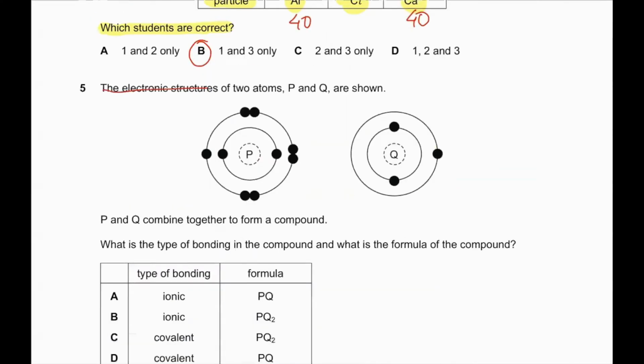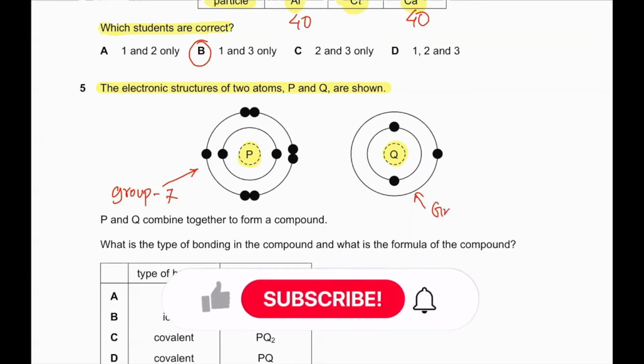The electronic structures of 2 atoms P and Q are shown. So we can see the P and we can see the Q. In the P, we can see that it has 7 electrons in the outer shell, so it is missing 1 electron. So this is in group 7. And for Q, this is in group 1 because there is only one electron in the outer shell.